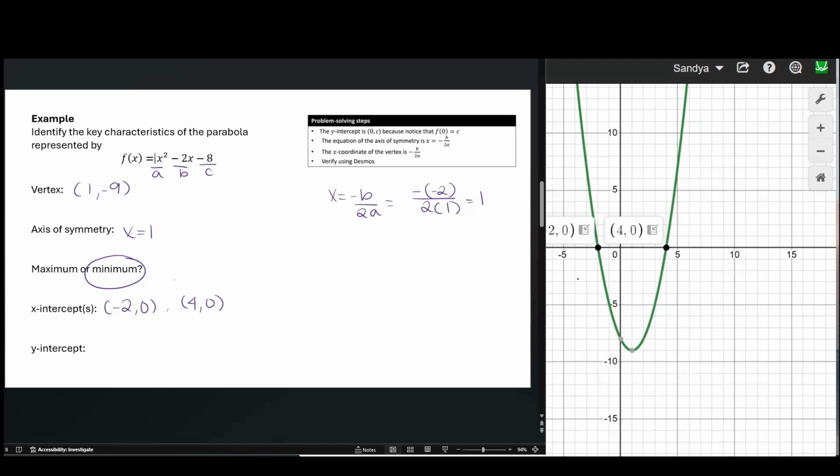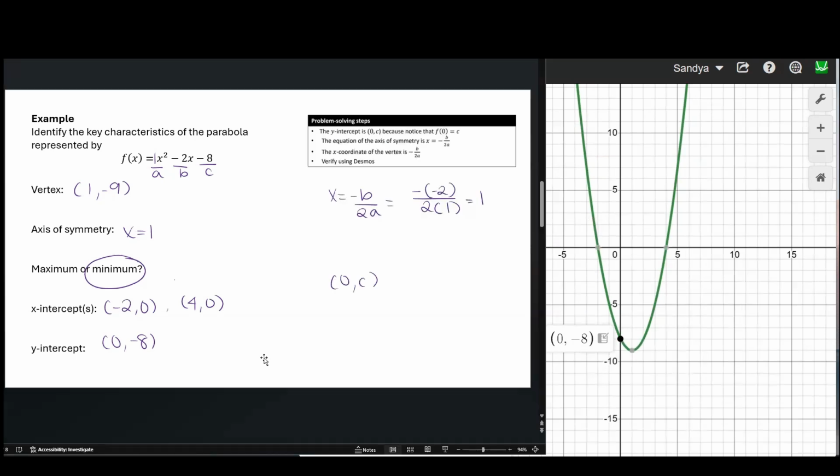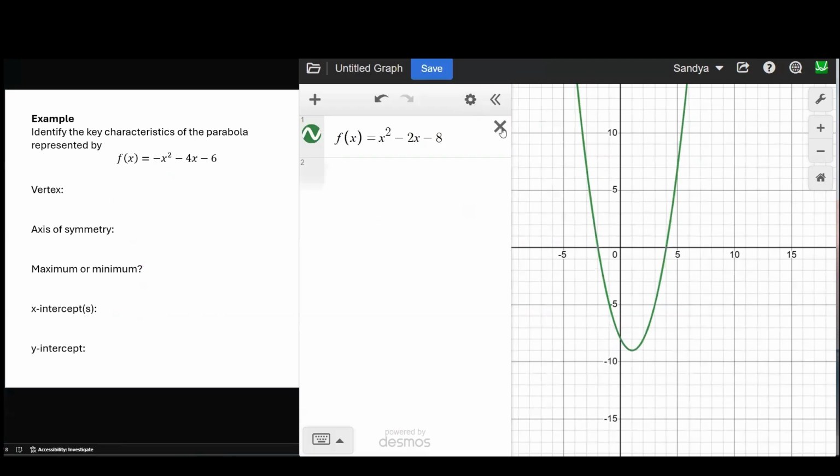The y-intercept, I can remember that the y-intercept is 0, c. So in this case, c is -8, so it's going to be 0, -8. But you don't have to remember that formula if you're using Desmos. You can just click on the y-intercept and you see it gives you the coordinates. So let's now try another example.